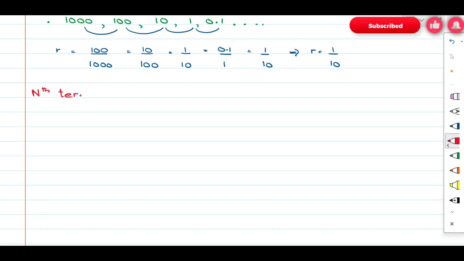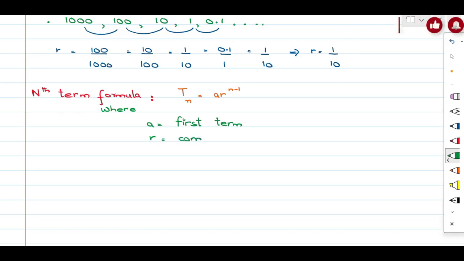Okay, now let me write down the nth term formula for the geometric sequence or the exponential sequence. The nth term formula for the geometric sequence is Tn equals a r to the power n minus 1. Now, what are a, r, and n? Where a is the first term, r is the common ratio, and n is the term number.